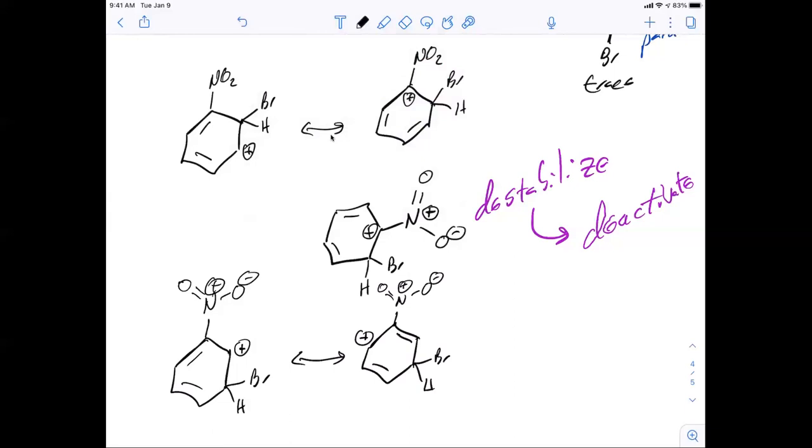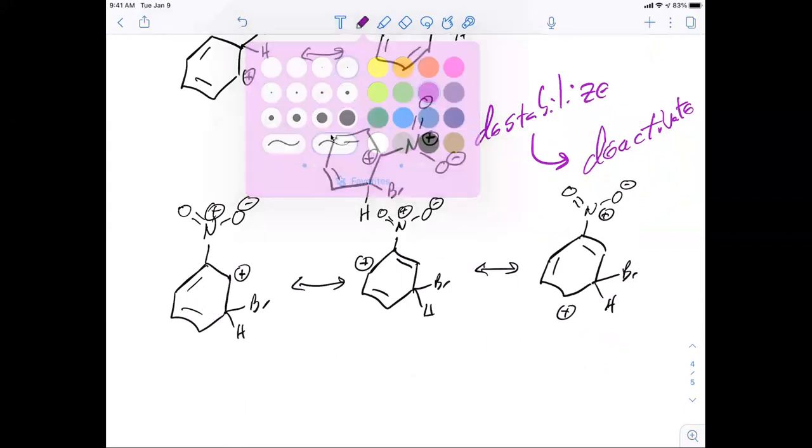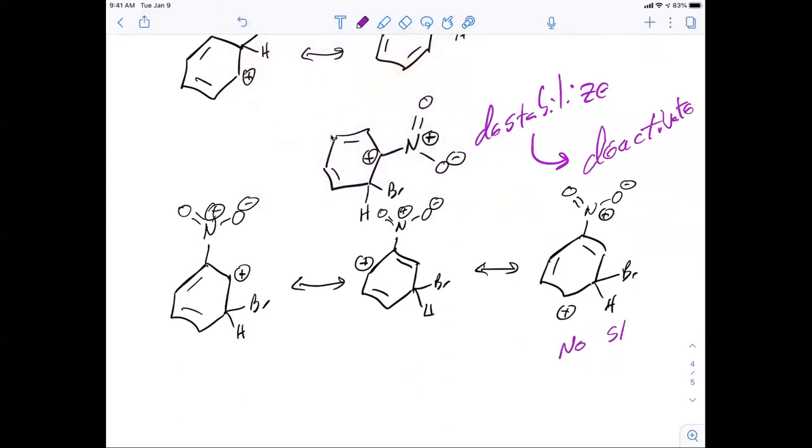The positive is not next to the positive on the nitrogen. We can draw another resonance contributor. And we get the positive at the bottom. Okay, so those are my three contributors. Is the positive next to the nitrogen positive in any of these? No, right? So therefore, this is not stabilized. It's not destabilized. It's just no stabilization, right? It's no real impact. So is it going to speed up the reaction? No, right?